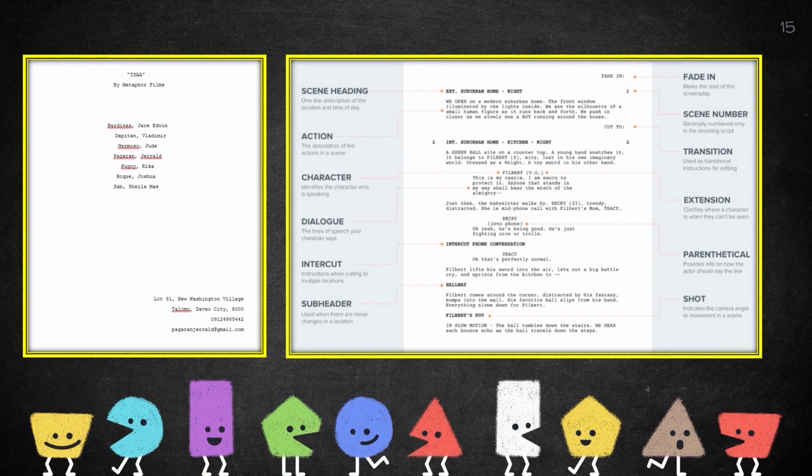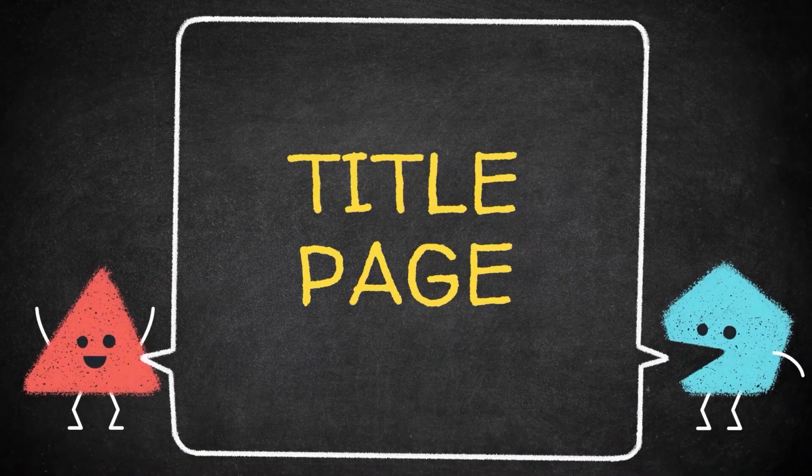So next, there you have an example of a title page, as you can see on your left, and what's inside and the format of a screenplay. So there you have a scene heading, action, character, dialogue, intercut, the subheader, the fade in, the scene number, transitions, extension, parenthetical, and shot. So now let us proceed to the title page.